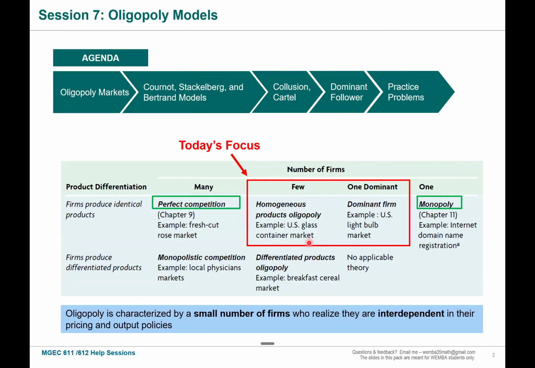And that interdependence is calculated by something known as a reaction curve. So we'll study the oligopoly market basic structure. Then we'll go through a number of examples of different variants of the oligopoly structure: Cournot, Stackelberg, Bertrand, the three major ones. Then we'll also study collusion and cartel. And then finally, the structure of dominant follower firm.